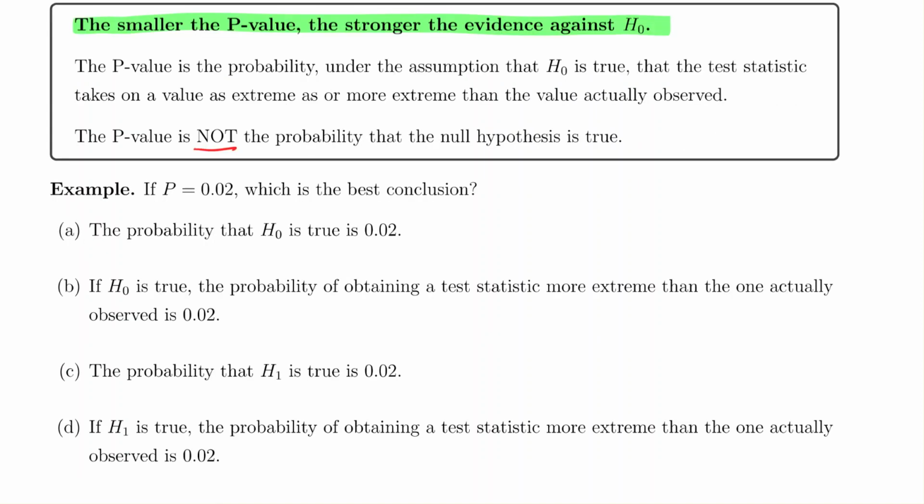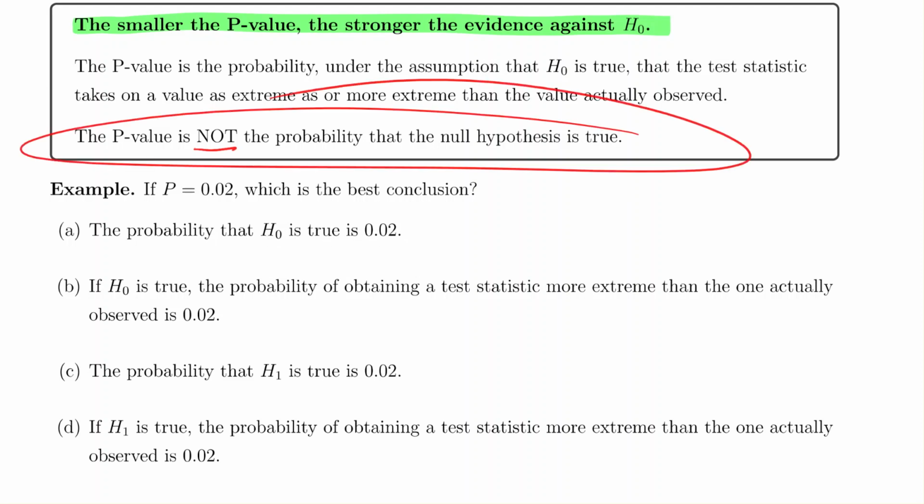So in this example below, it says if p is 0.02, which is the best conclusion? So here we've got multiple choice. Option A, option B, option C, option D. Let's read through these and think which is the best conclusion. Option A says the probability that H0 is true is 0.02. So it's saying the probability that the null hypothesis is true is the p-value. But right here it said the p-value is not the probability the null hypothesis is true, so we can immediately cross out A as incorrect.